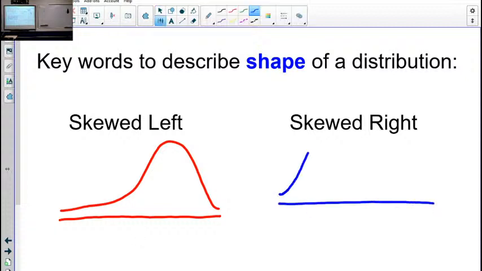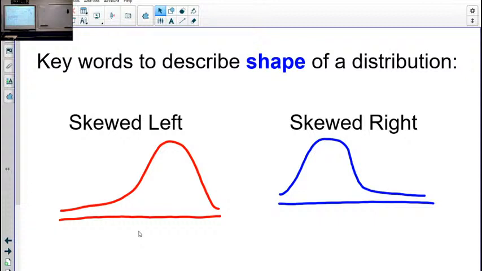So skewed to the right looks the opposite. It would look symmetric, except there are these few data points over here that are causing it to be skewed to the right. So that's skewed left versus skewed right.